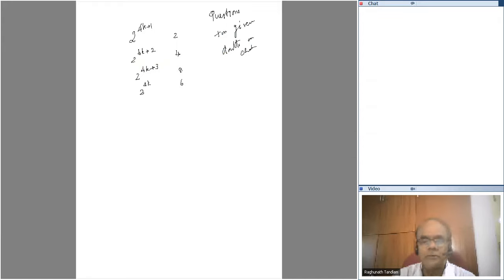What is 2 power 1? And then what is 2 square? 2 cube. 2 power 4.